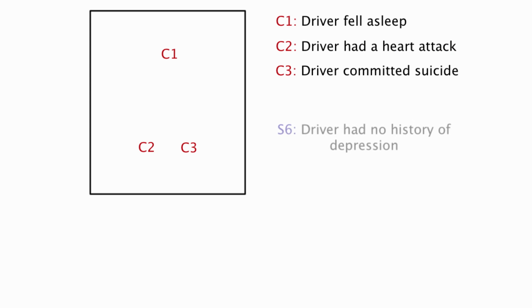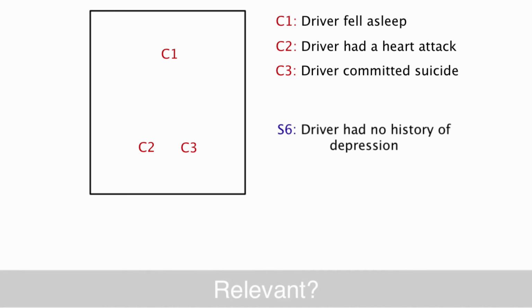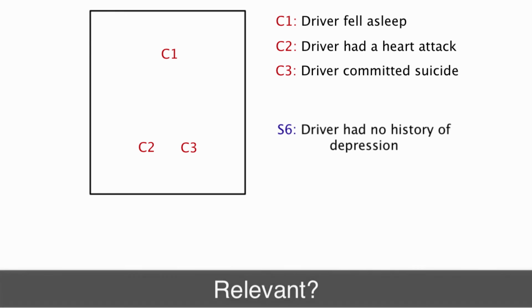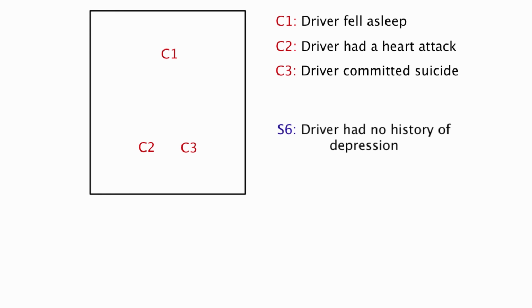Suppose we discover that the driver had no history of depression. Is that relevant? Yes, that will have a negative impact on the suicide rival, and articulating the relevance of that information, call it S6, means writing S6 makes C3 less plausible.